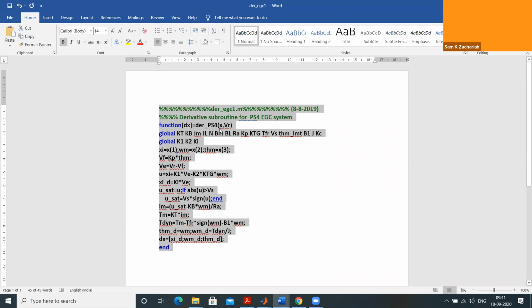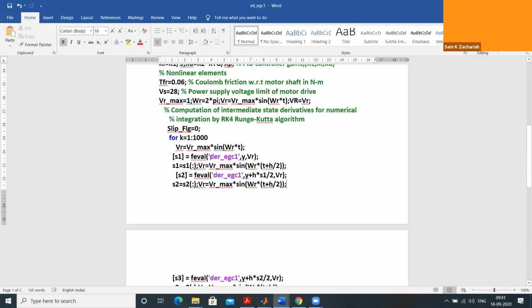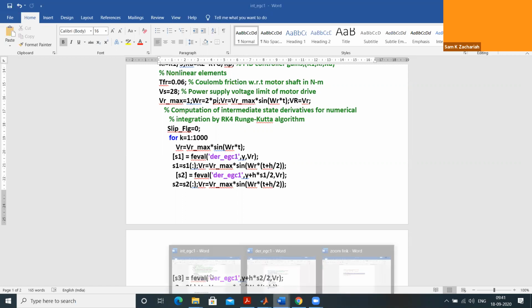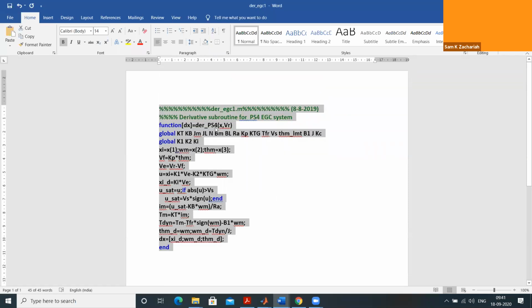What is der PS4x? How do we call it from the previous program? You see, here it is called as der EGC1. Okay, there it is der PS4. We have to update it, correct it, because it came from 2 different times. Actually, we have to write it as der PS4, and der PS4, then automatically it will call the der PS4. So the name of the derivative routine you have to give in the integration routine, and it will execute the derivative.